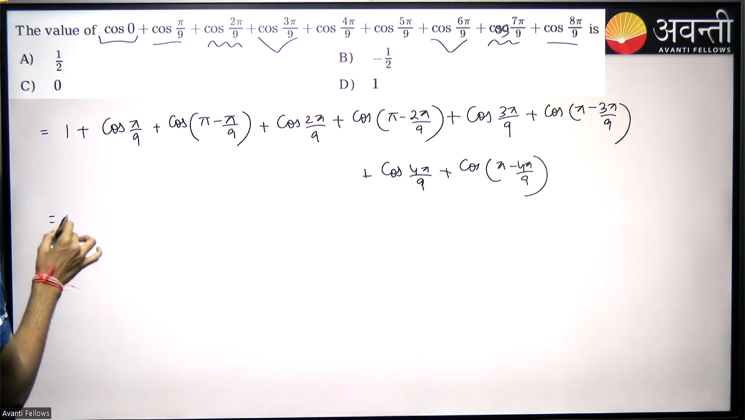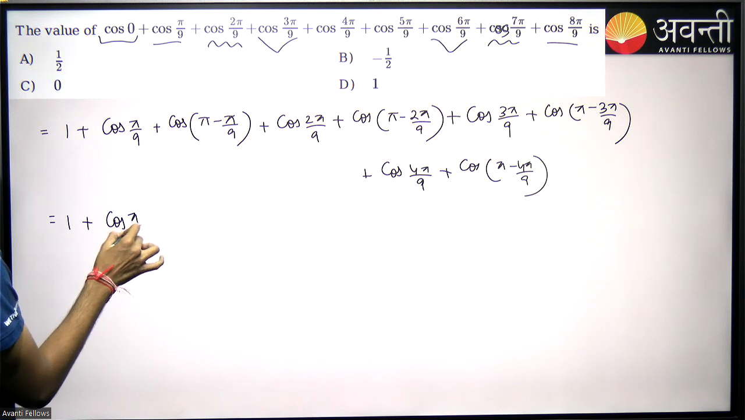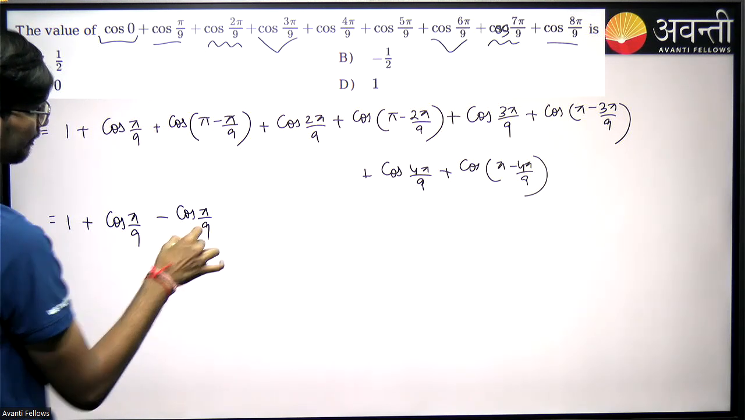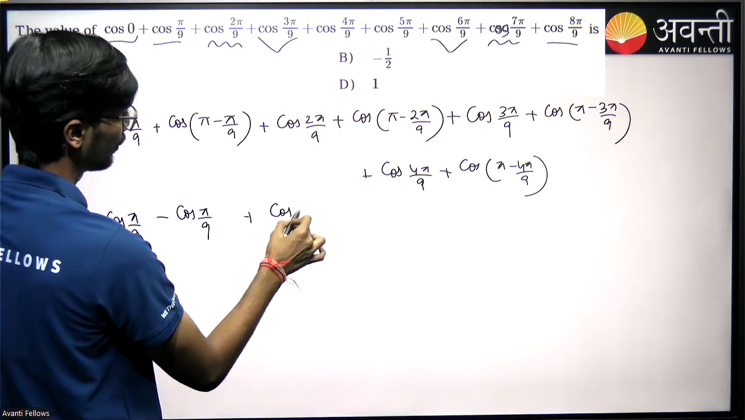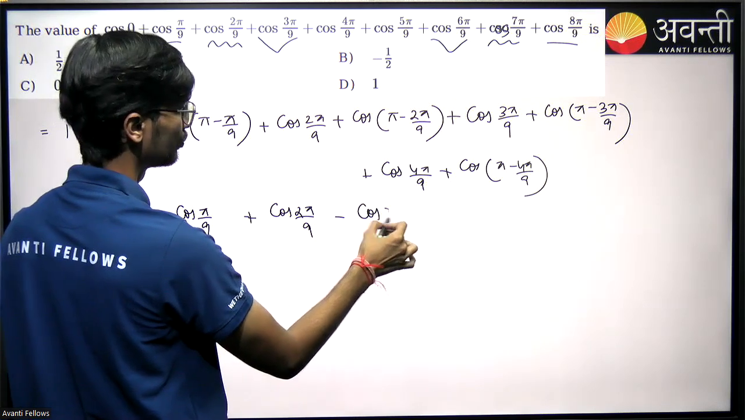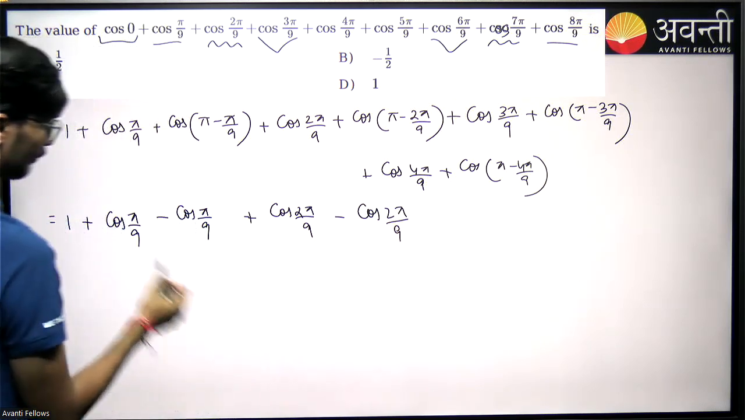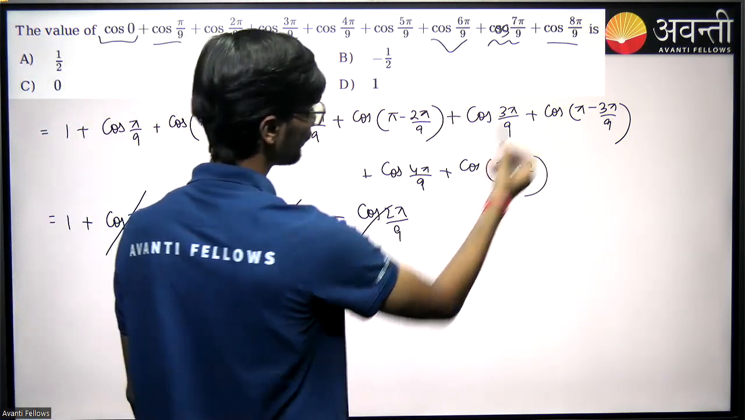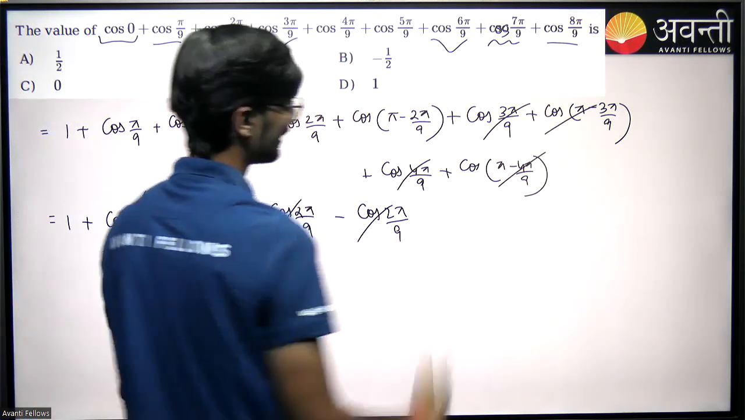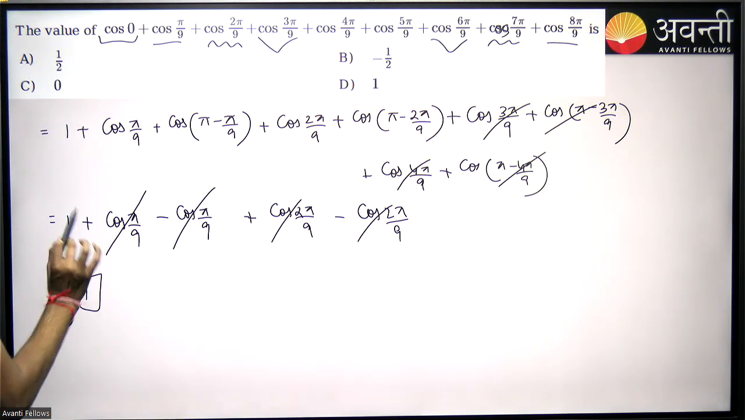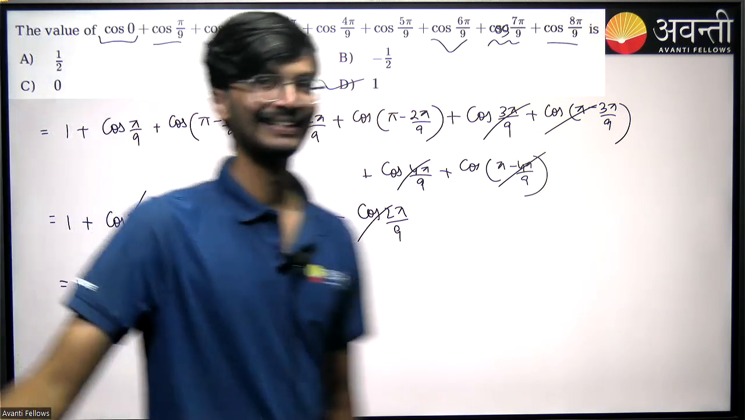And here we get 1 plus cos pi by 9. What is cos of pi minus pi by 9? It is minus cos pi by 9. Similarly here, cos 2 pi by 9. What is cos of pi minus it? It is minus cos 2 pi by 9. So as you can see, it will form a chain and all these terms will get cancelled. And further, all these terms will also get cancelled. So we'll be left with 1. So that means our answer is 1, which is option D.